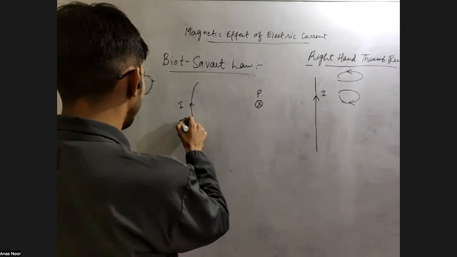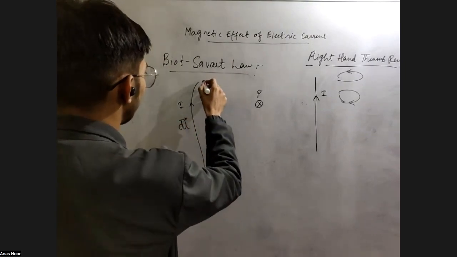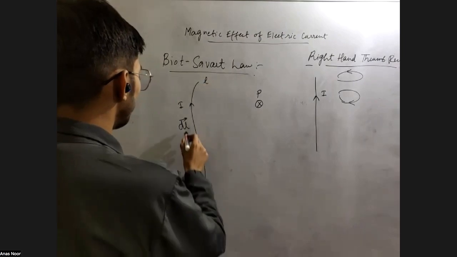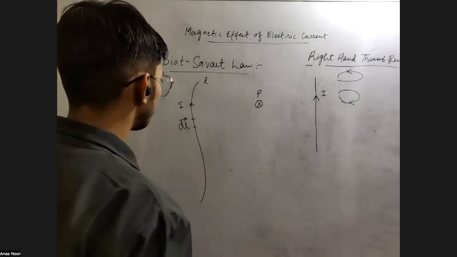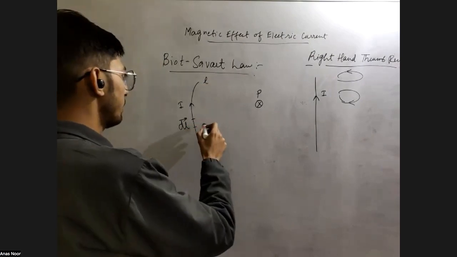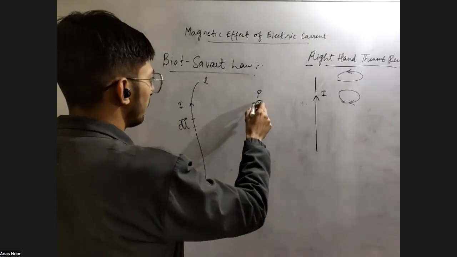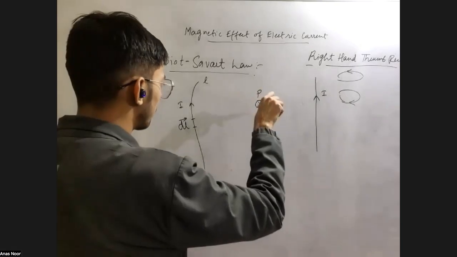What is dl? If L is the length of the whole wire, then the small length is dl. This is the small length. Due to this length, we want to find the magnetic field at some point P, anywhere close to this wire.